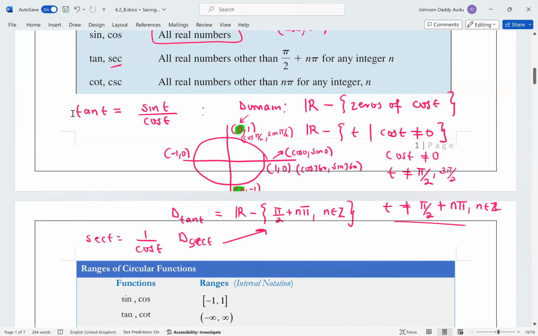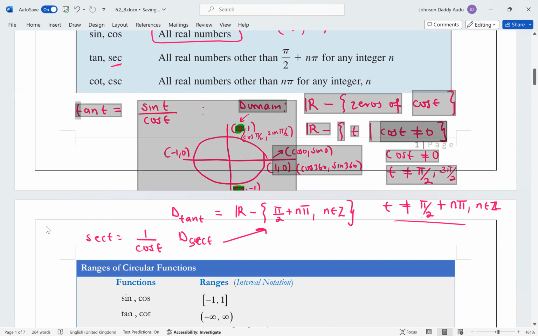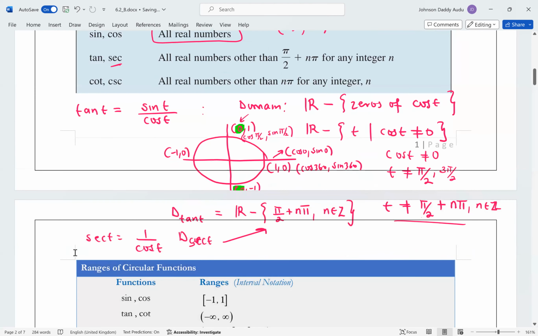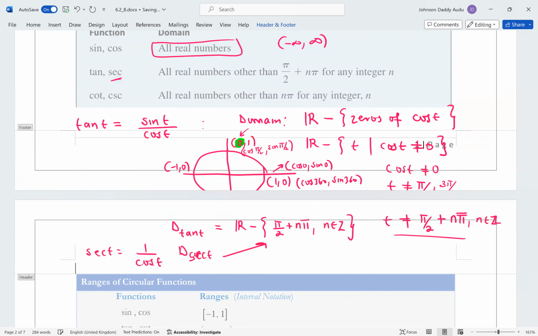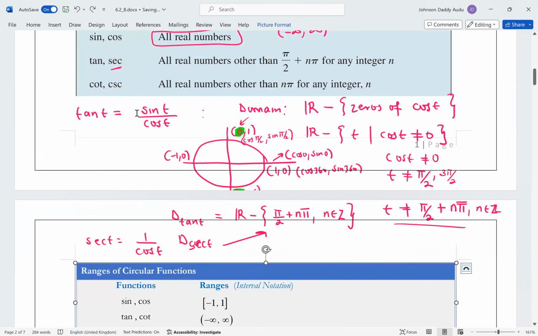All right. Now let's talk briefly about the domain of cotan. Yes, the domain of cotan. So what is cotan? As you can see here, cotan and cosec, they have the same domain, which is going to be all real numbers other than what? n pi. All real numbers other than n pi.